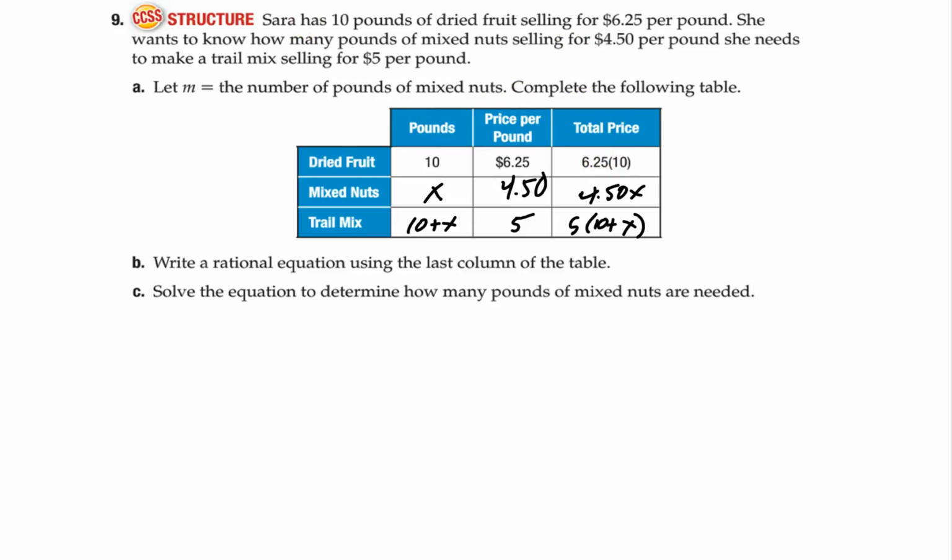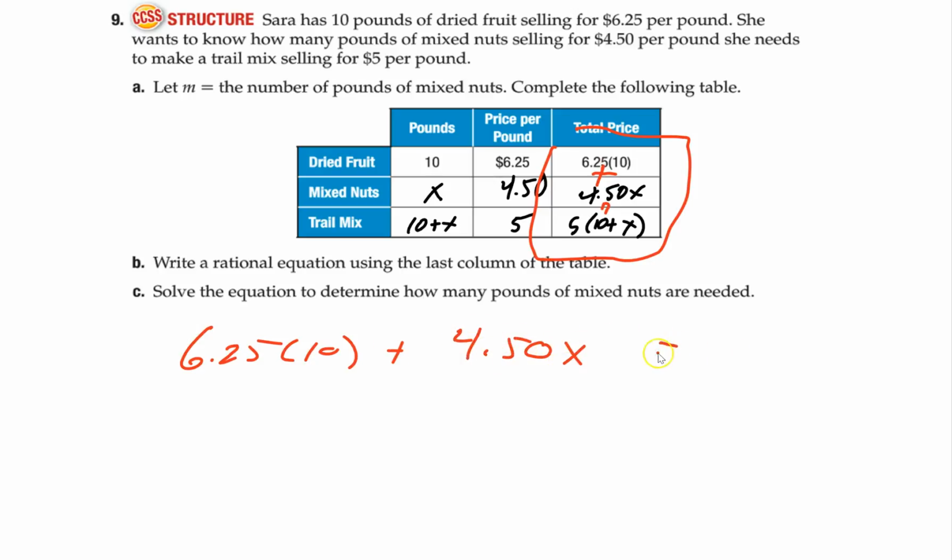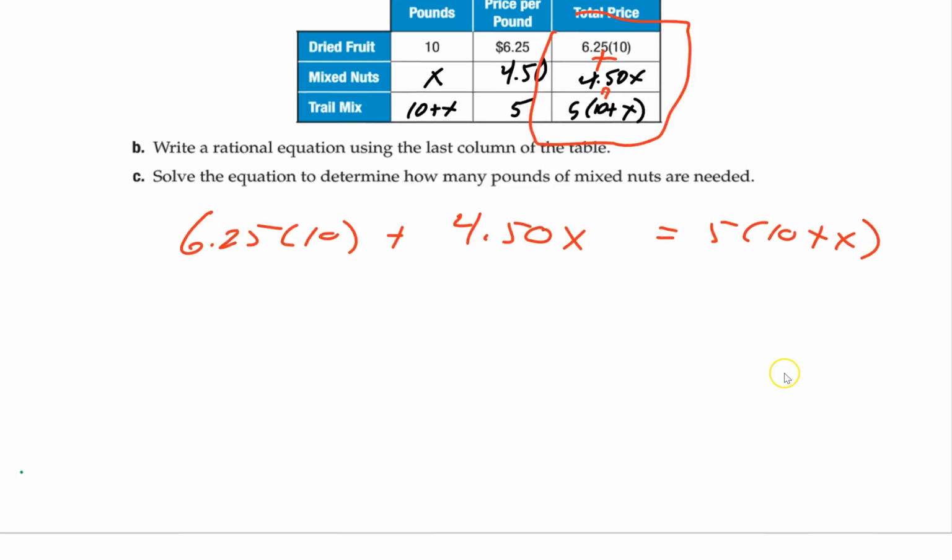Anyway, once we do that, how do we write our equation? Like we did last time, it's all about the last box here. The idea is you're adding dried fruit plus mixed nuts to get the trail mix. So our equation is going to be 6.25 times 10 plus 4.50x equals 5 times 10 plus x. And once you get that, it's just solving a normal problem.